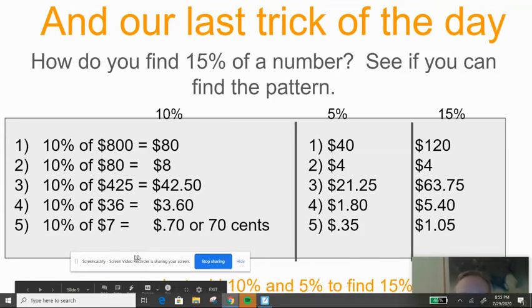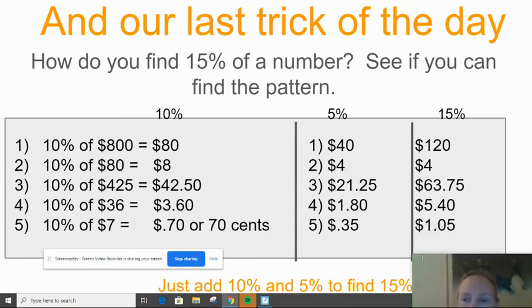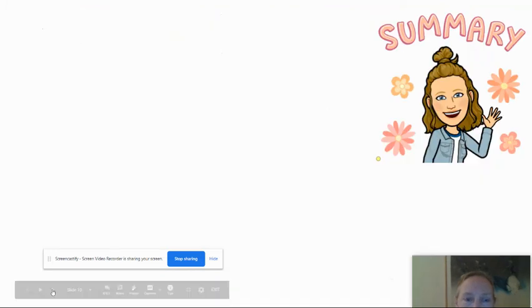I may have to tell you that you add 10% and 5% and you get 15%. So the tricks are great. You can double, you can halve, you can add, you can subtract. Super cool.